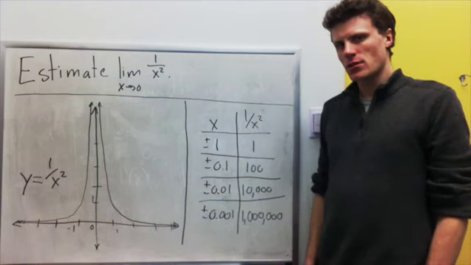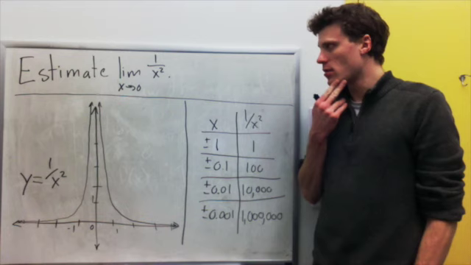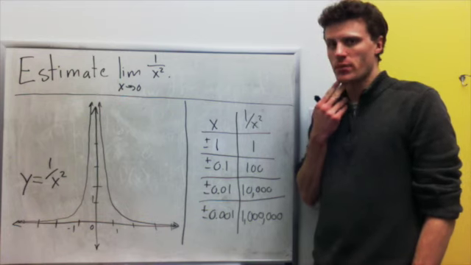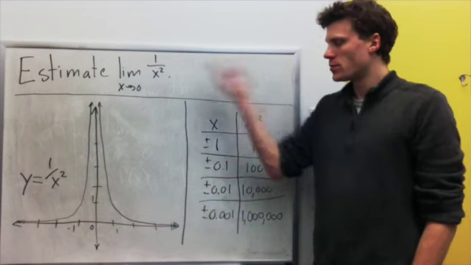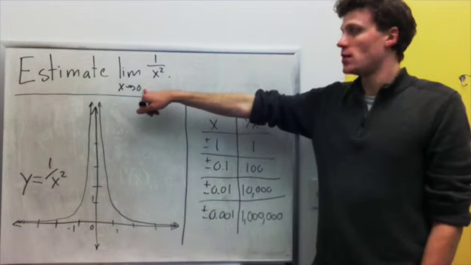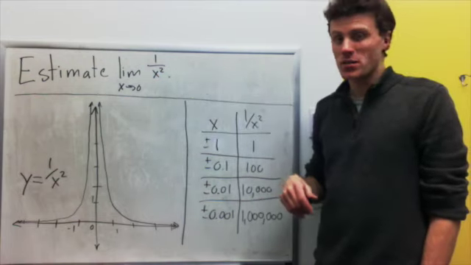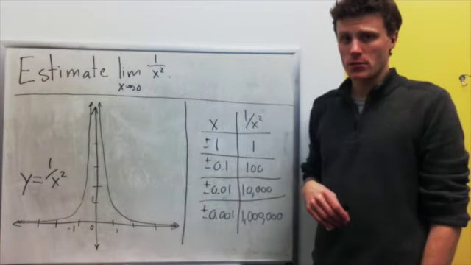Let's investigate another type of limit. Let's look at the limit as x approaches 0 of 1 over x squared. Well, the problem here with trying to evaluate this limit is, if I were to just plug in 0, I'd get 1 over 0 squared. I can't divide by 0.